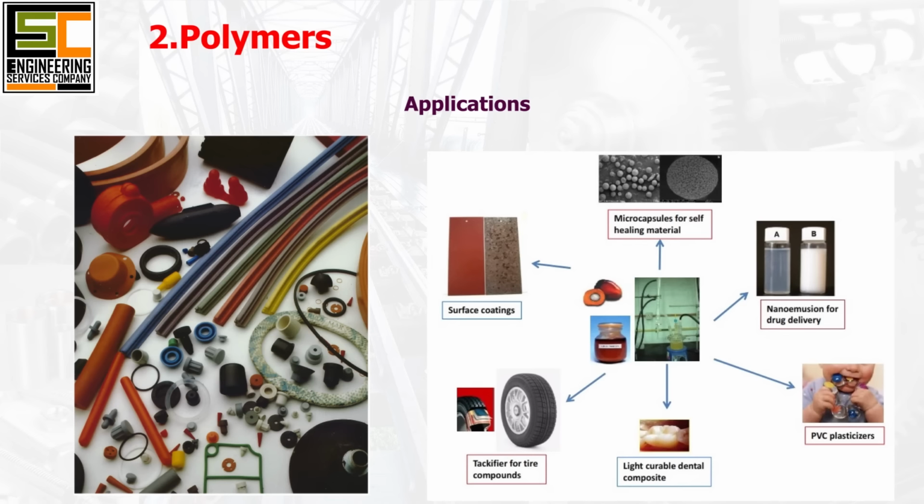Construction, for example, pipes, insulation, roofing materials. Electronics, for example, cables, connectors, housings. Medical and healthcare, for example, implants, prosthetics, medical devices. Textiles and clothing, for example, polyester, nylon, spandex. Agriculture, for example, mulch films, irrigation pipes. Consumer goods, for example, toys, furniture, kitchenware.